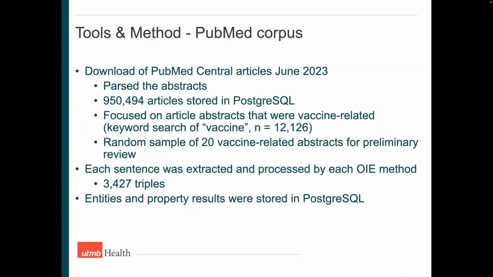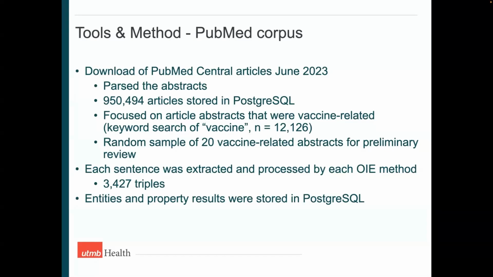And so we downloaded the available full text of PubMed Central articles in June 2023 and extracted the abstracts from each of the articles using the aforementioned JSoup API library. And we stored the abstracts in a PostgreSQL database that amounted to about 950,000 articles. And from the database, we filtered the abstracts based on the term occurrence of vaccine, which was about 12,126. However, as we explain later, we used only a small sample of 20 abstracts for this study because it's just a preliminary review.